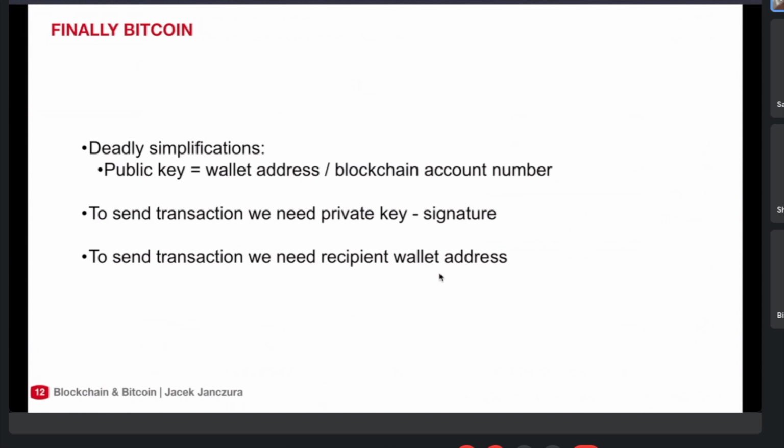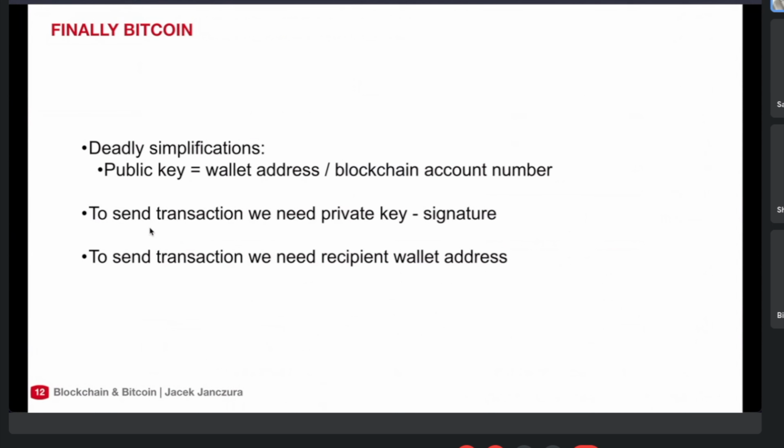So, coming back to blockchain, deadly simplifications, guys. This is not 100% true. In blockchain, a public key can be assigned as a wallet address. So a blockchain account number is a public key. In banking, we've got a SEPA number for my bank account. In blockchain, you've got just a public key. So whenever I send to that public key, we can always access the data with a private key.